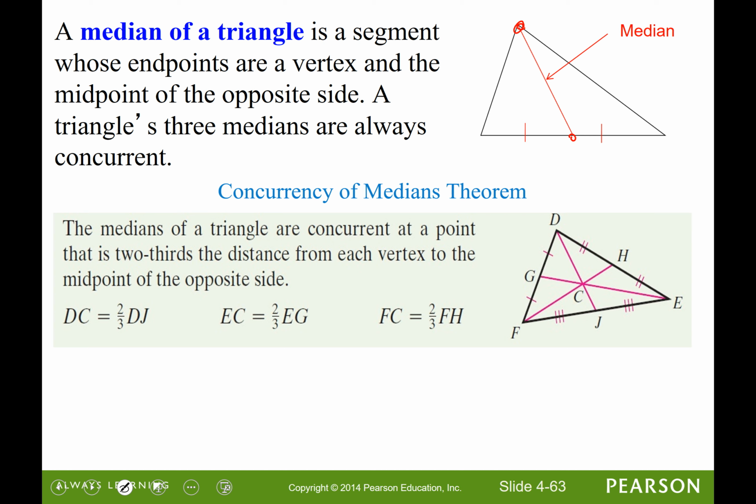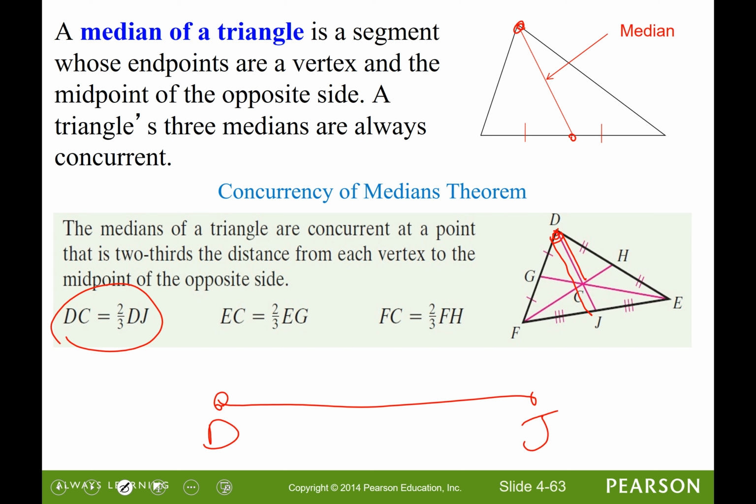That point of concurrency, it turns out, is 2/3 the distance from each vertex to the midpoint of the opposite side. So to find parts or lengths of segments inside the triangle like this, we can use DC. Let's highlight that. That would be from here to here, and that's equal to 2/3 whatever the whole length is, DJ, like that. So something that might help. Okay, so let's take DJ, and we'll draw it like this instead.